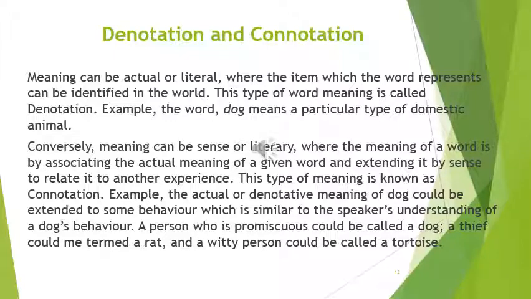For instance, a dog means a type of domestic animal. That is the primary meaning. That is the dictionary meaning of a dog. But this word dog can also have a secondary meaning or an associated meaning, which can mean ugly. That is the connotative meaning of a dog.